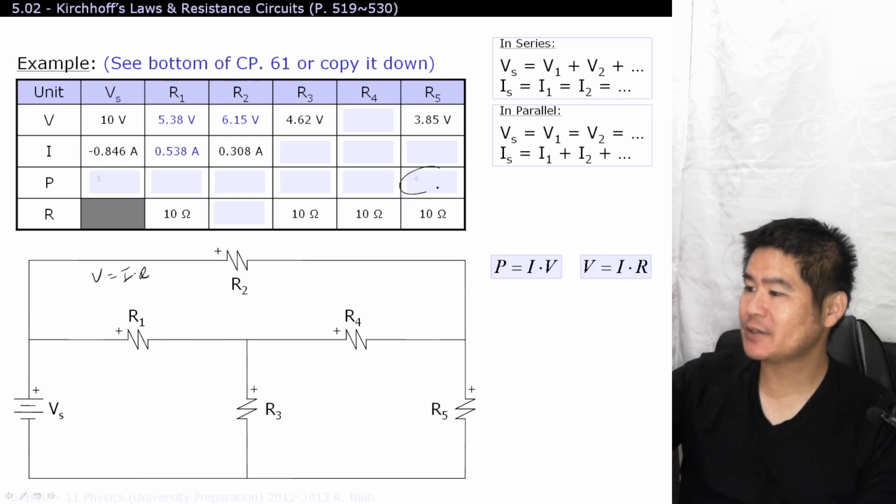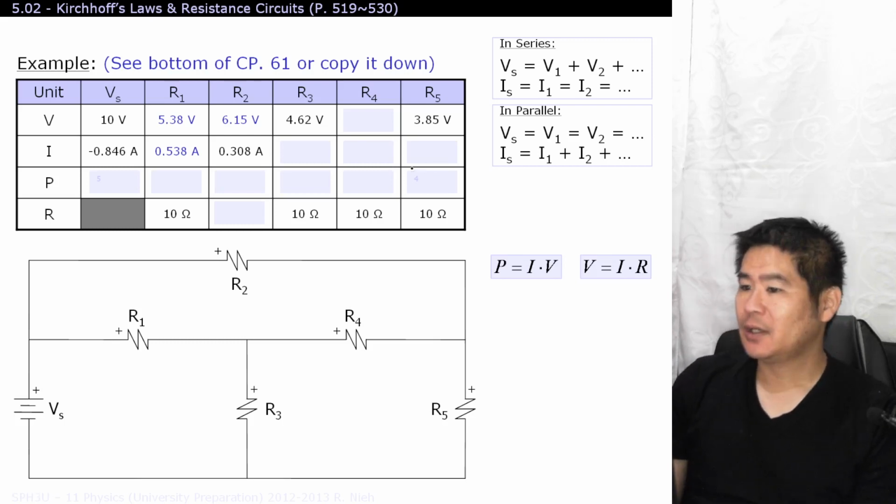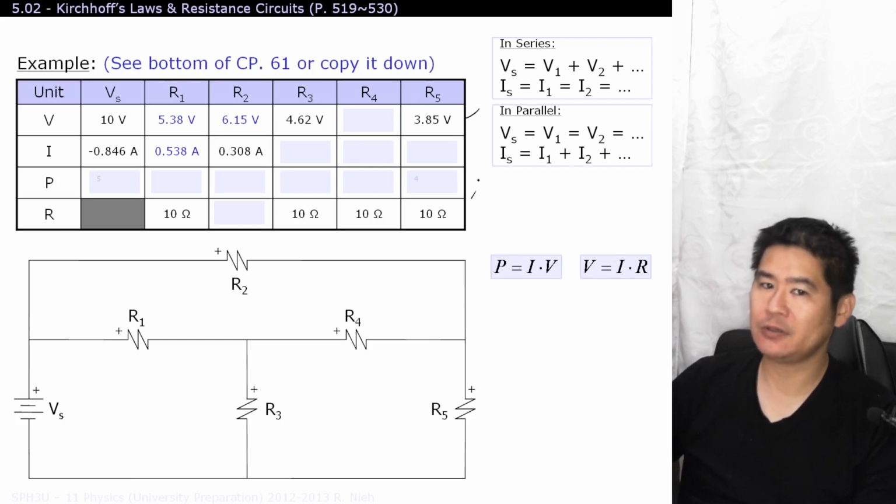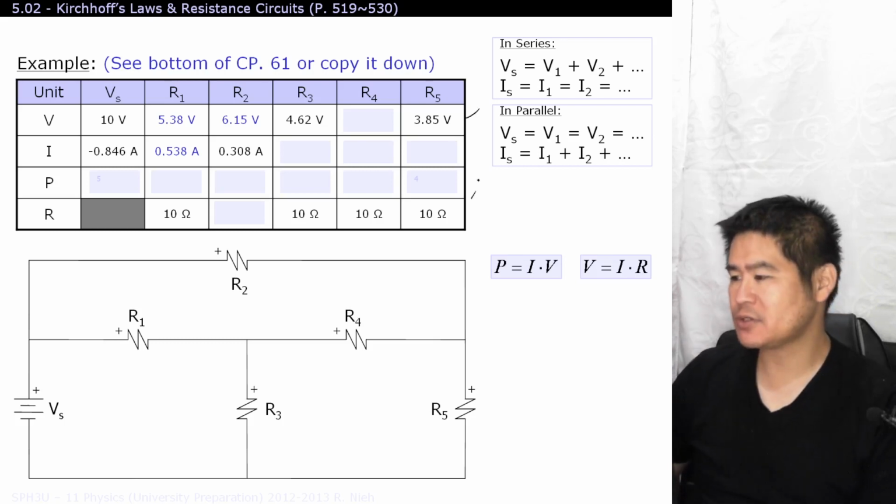Next box. Let's prove this blank right over here. How can we solve it? R5. We have the resistance and we have the voltage. These are the two values that we have, and you need to have at least two knowns in order to solve the rest.